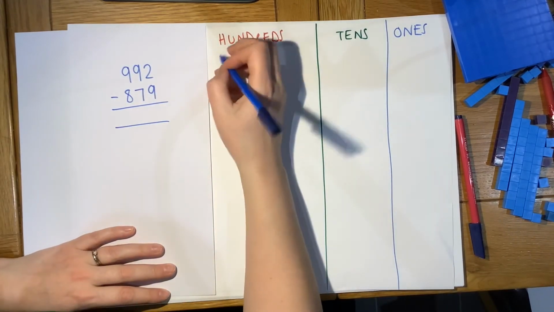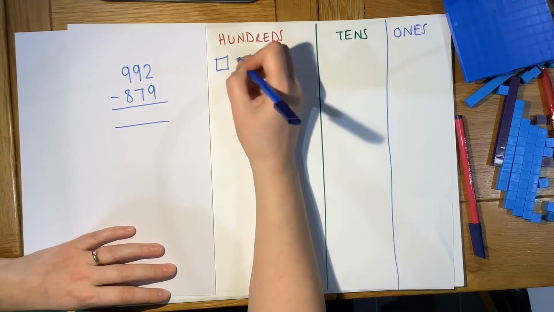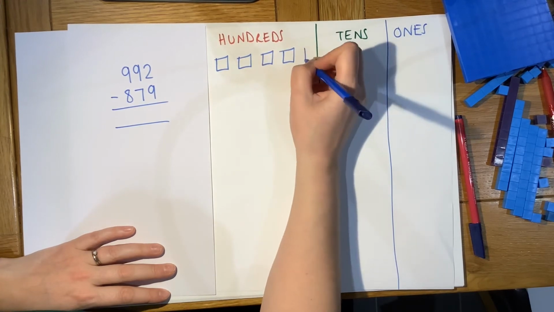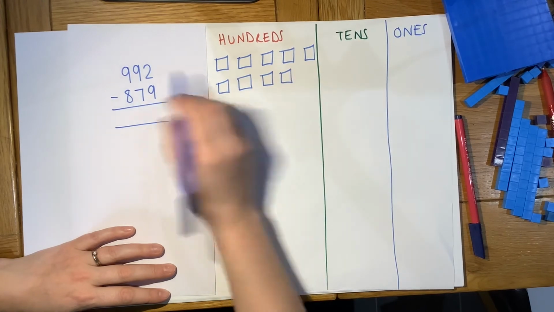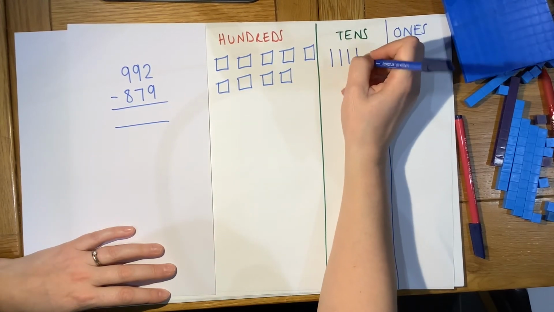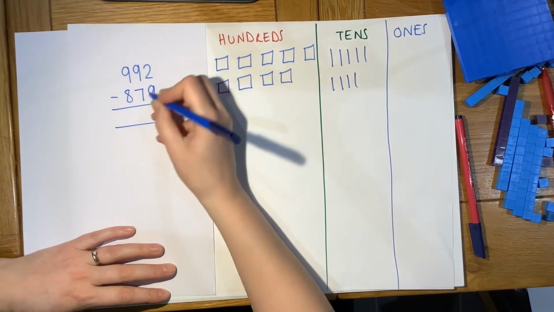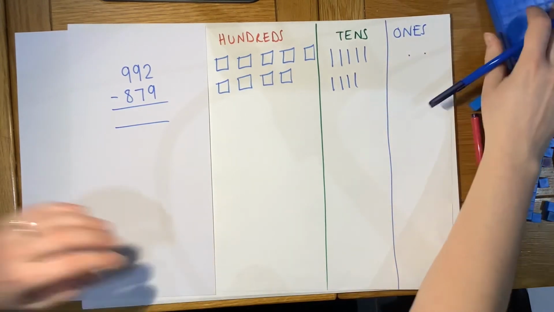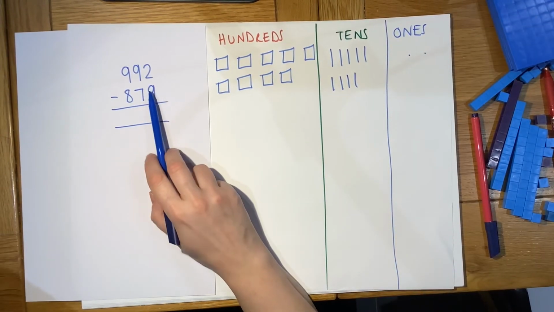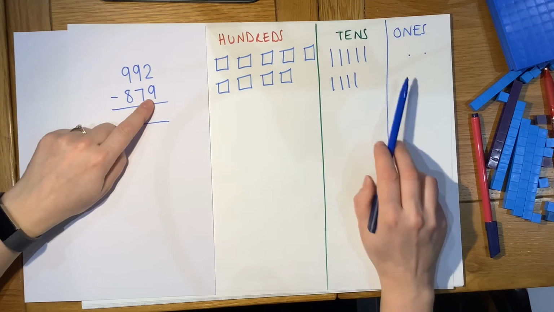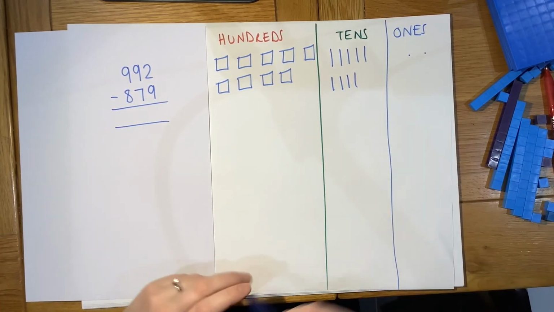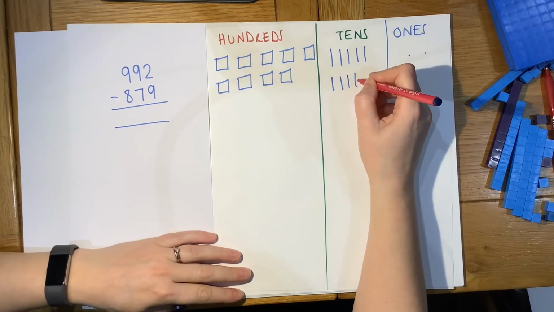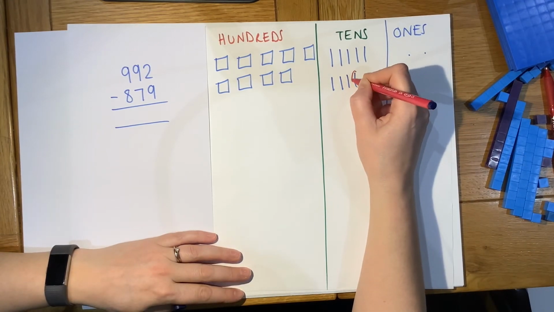So 992 first. Well, we need 900s, 6, 7, 8, 9. We need 9 tens, 1, 2, 3, 4, 5, 7, 8, 9, and we need 2 ones. Okay, right. Let's start by subtracting the ones. We need to take away 9 ones. So we'll show taking away by crossing out, but we can't do it. We don't have enough. So I'm going to exchange this 10 here.